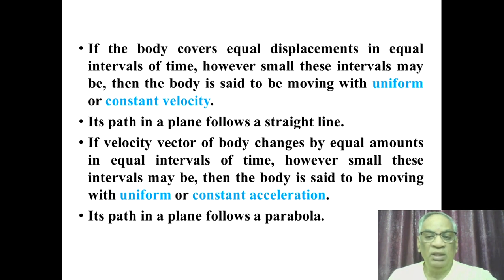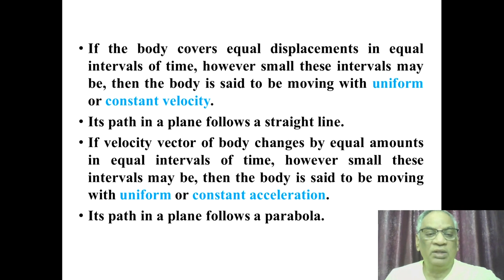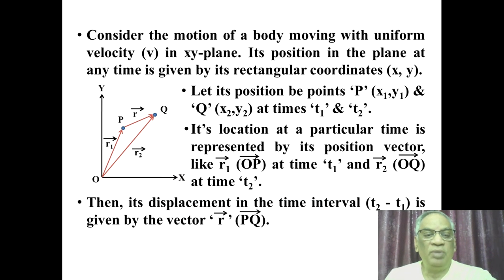That means we have defined a motion of the body in a plane with uniform or constant velocity and uniform or constant acceleration. When it is moving with the uniform or constant velocity, the path is a straight line. When it is moving with the uniform or constant acceleration, its path follows a parabolic form. Consider the motion of a body moving with the uniform velocity in the xy plane.